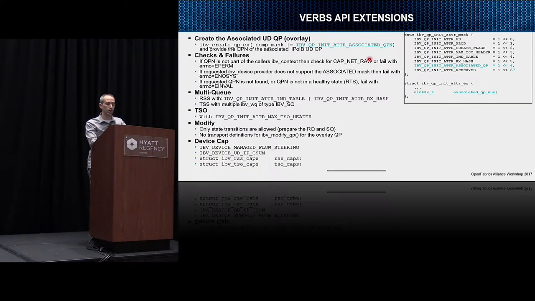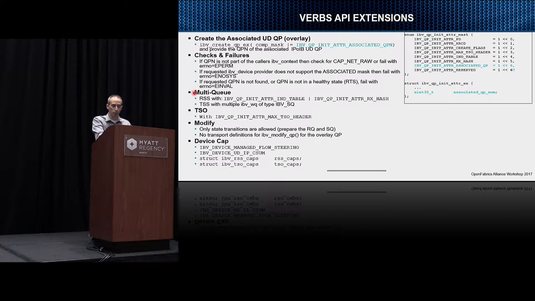In terms of checks and failures, we should verify that this QP number indeed belongs to the IB device and the IBV context of the underlying network interface that is associated with this device; if not, fail on permission. If the provider does not support IP over IB user mode stateless offload, we can fail with no support. If the passed QP number is non-existent, we can fail with invalid parameter.